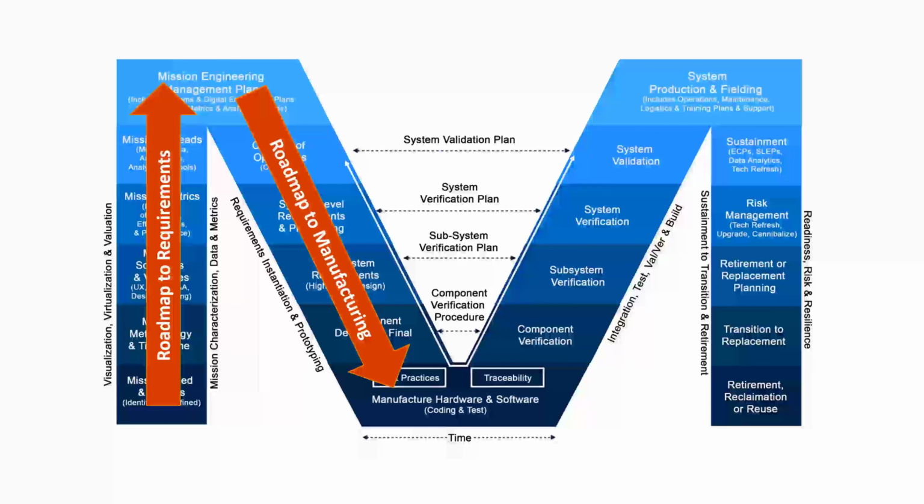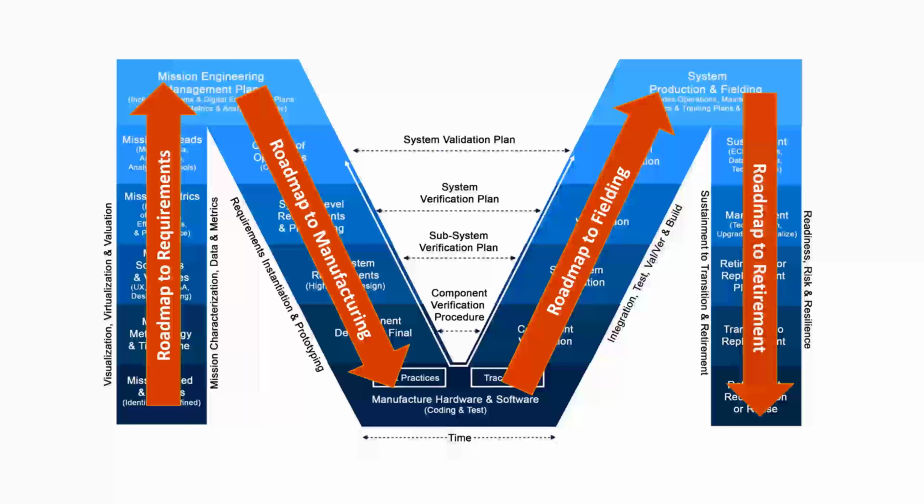The third leg of the M represents the roadmap to fielding the desired mission capability, and it includes continued testing, validating and verifying the system's functionality as it is manufactured and fielded. The fourth roadmap begins with sustainment, logistics, maintenance and training and leads to retirement as risk, readiness and resilience are monitored. Now let's have a closer look at the individual building blocks of the Mission Engineering M.